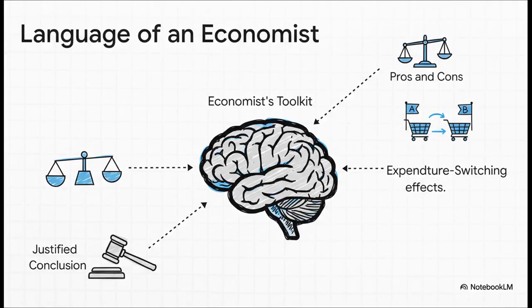So how do you actually show evaluation? It's all about using the language of an economist. You need to be dropping in phrases like ceteris paribus, which just means all other things being equal. When you're talking about exchange rates, use terms like expenditure switching effects. That's just a smart way to describe how consumers switch between domestic and foreign goods. And always, structure your analysis around the pros and the cons. And the final knockout punch? End every single 12-mark answer with a justified conclusion that weighs up all the evidence.